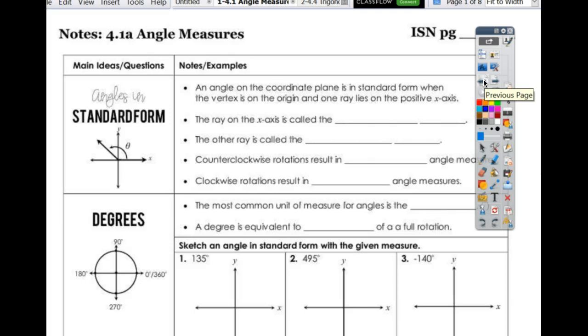All right, so an angle in standard form is theta. An angle on the coordinate plane is in standard form when the vertex is at the origin and one side is on the positive x-axis. The one side on the x-axis is called the initial side. And the final side is called the terminal side.